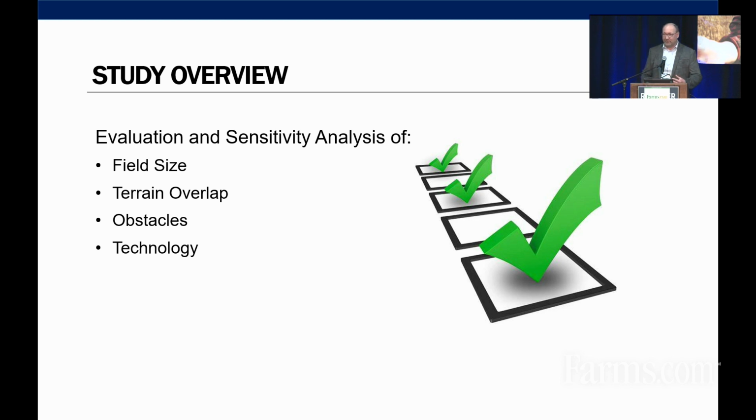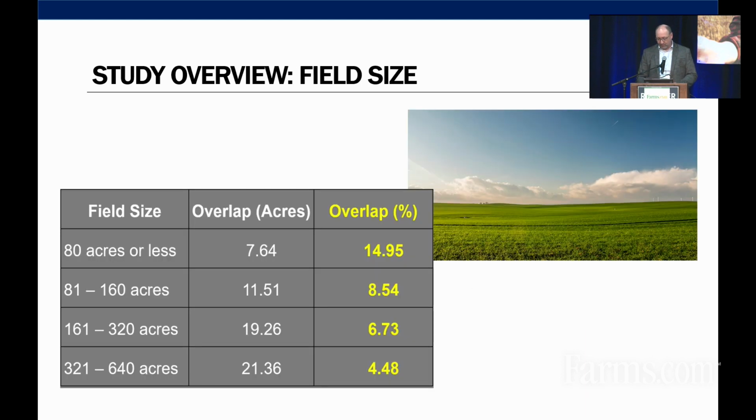You know, anywhere from 33 feet up to 100-foot wide sprayer. What does that look like in terms of overlap? This is what we found when we did our initial study. Field size was one of those types of variables that can have a dramatic impact, and as you get larger in size, opportunities for efficiency increase, and it goes to reason that there's less overlap.